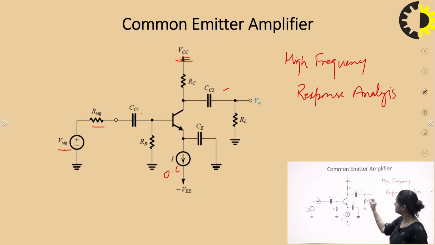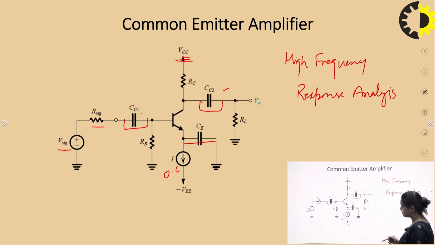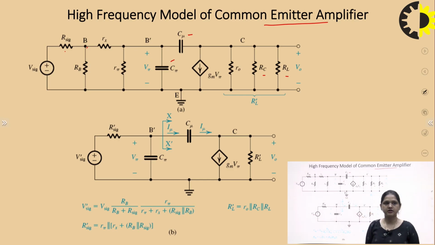also connected between collector and ground, because this is replaced by short circuit, this is also replaced by short circuit, and this is also replaced by short circuit. So there is no use of CC1, CC2 and CE, but we have to consider the internal BJT capacitances. So this is the model of common emitter amplifier configuration.